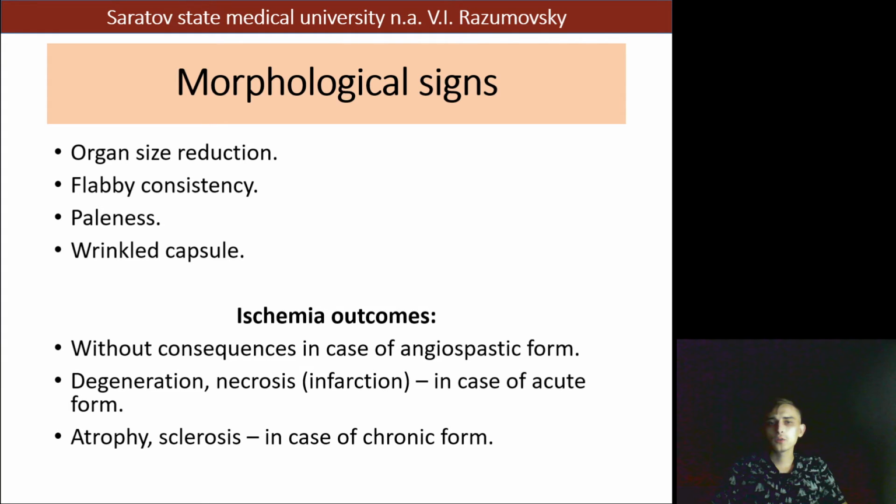Ischemia outcomes: without consequence in case of angiospastic form and short time of angiospasm. Degeneration and necrosis, infarction in organs in case of acute form, if the time of spasm is longer than 15 minutes for the heart; for other organs it is associated with how long the organ may live without blood supply. Atrophy and sclerosis in case of chronic forms.